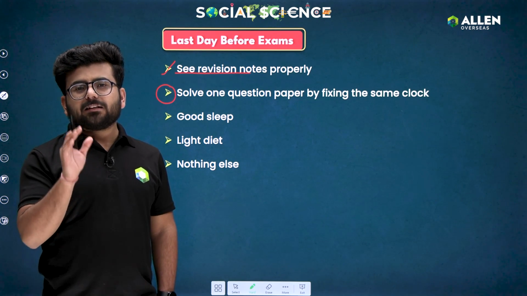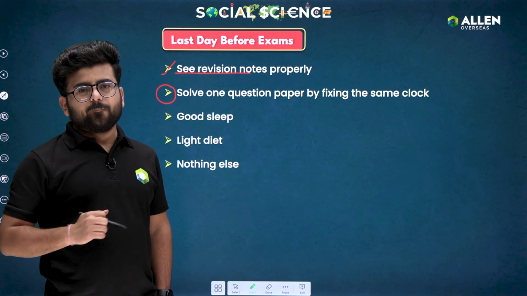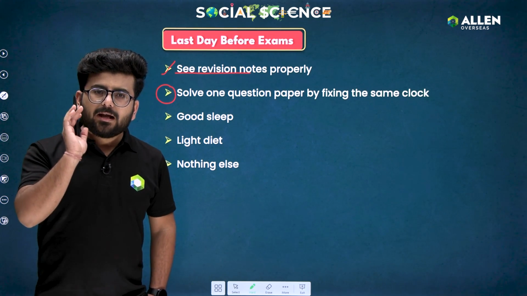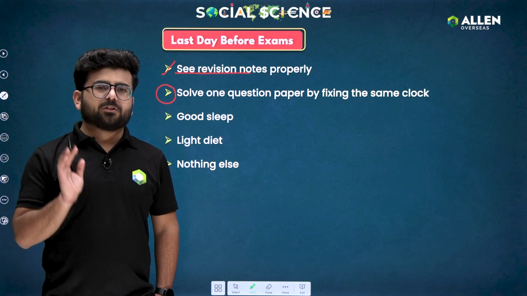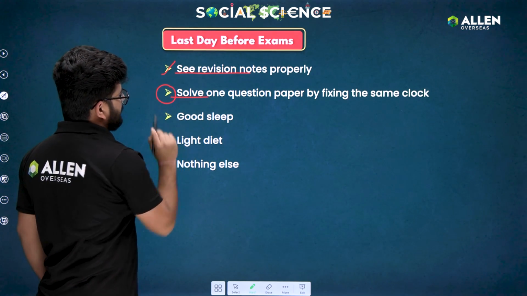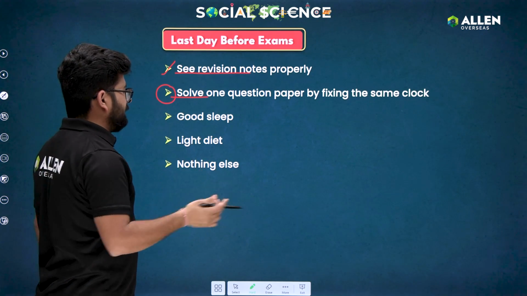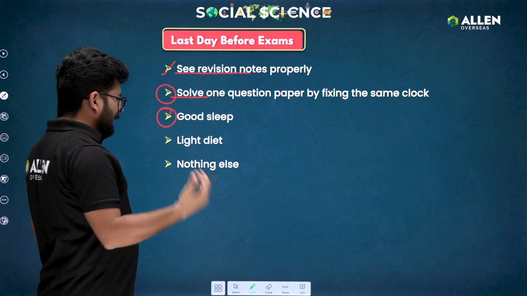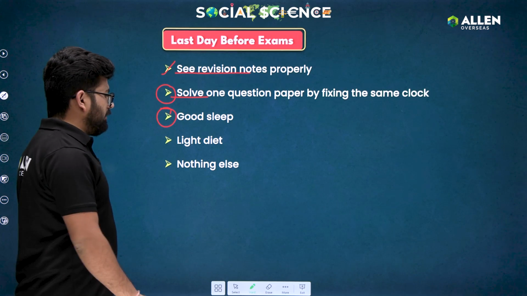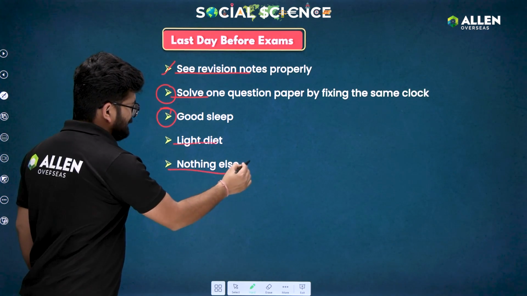So students, that practice will help you and you'll not be hesitant. You don't have to do this for social science only; you'll have to do it for every subject. So you will have to solve at least one sample question paper by fixing the same clock. Apart from this, something very important: you will have to take good sleep and a light diet, and nothing else, students.